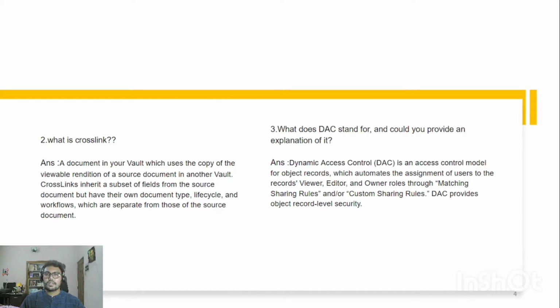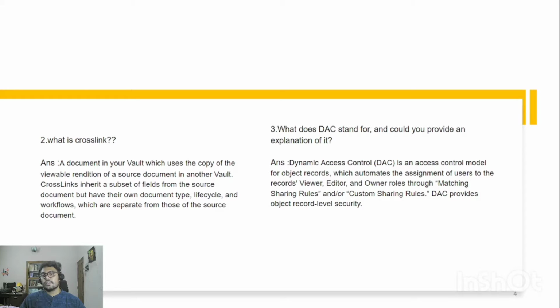What does DAC stand for, and could you provide an explanation of it? DAC is Dynamic Access Control, and it is a very good object record level security feature which can be enabled by the admin. It is very good for the automatic assignment of user access, that is, record level access. So the full form is Dynamic Access Control, and how can the admin enable the DAC?